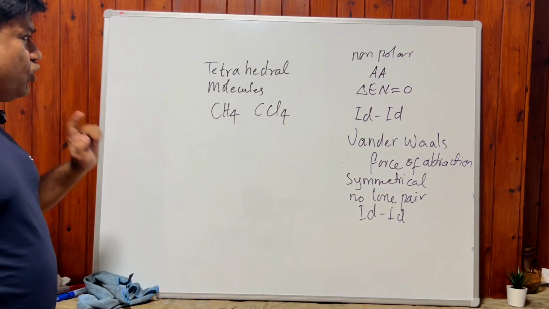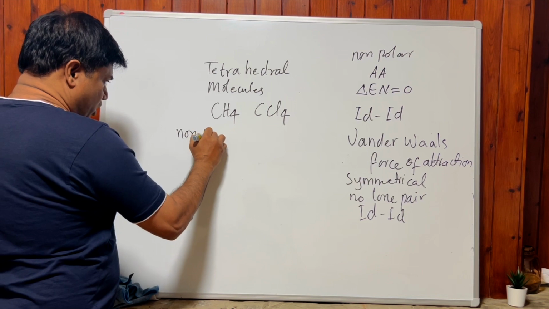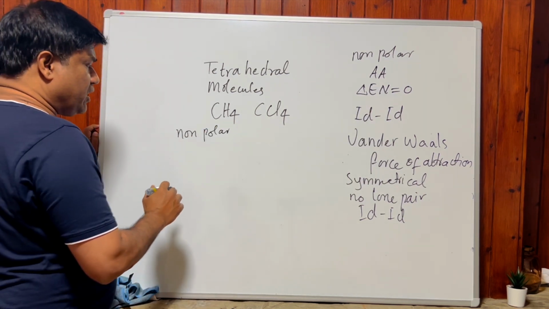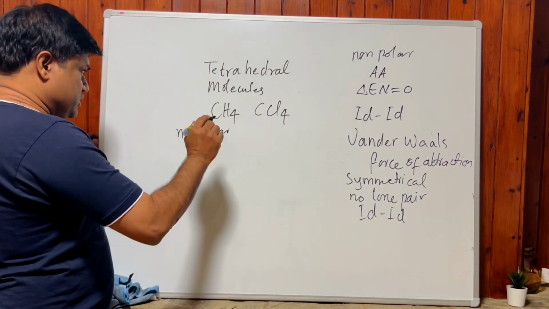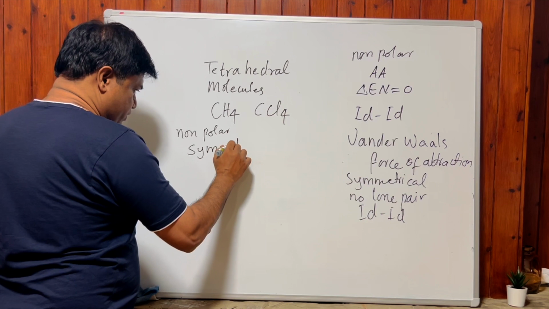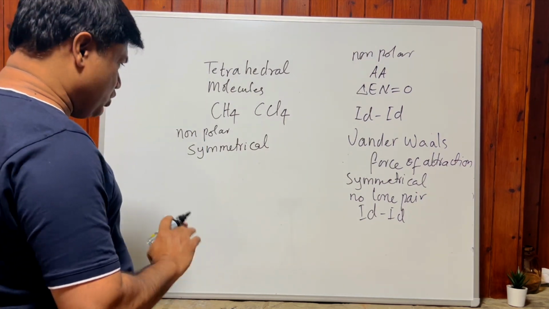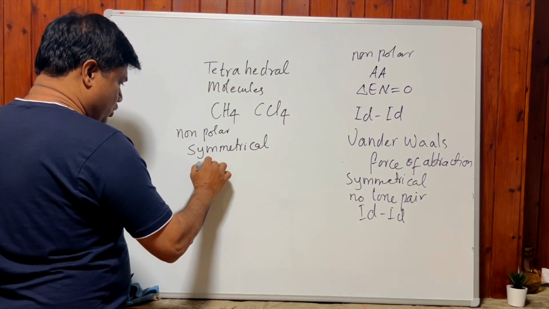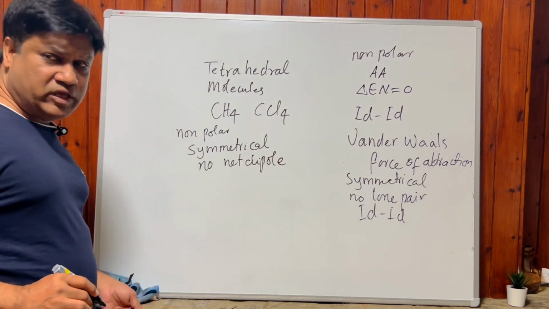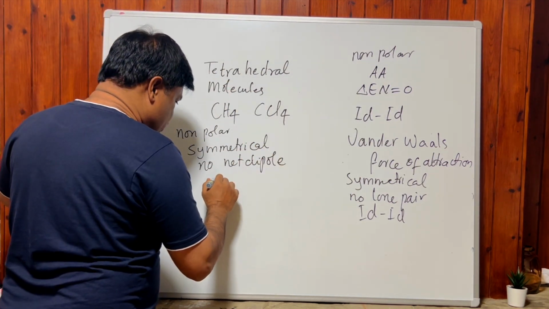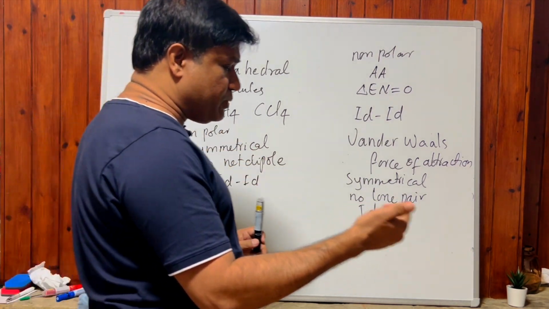So what's the condition for induced dipole? First condition, non-polar. Yes, non-polar. One condition is non-polar. Symmetrical, 100%. Tetrahedral, symmetrical. There will be no net dipole. Absence of lone pair, obviously no lone pair. So what type of intermolecular force of attraction? ID, ID.